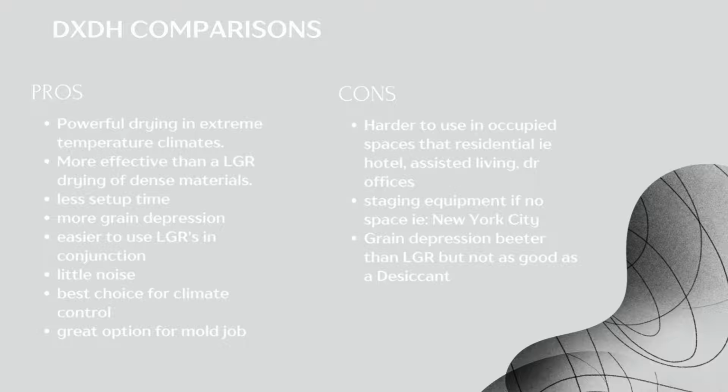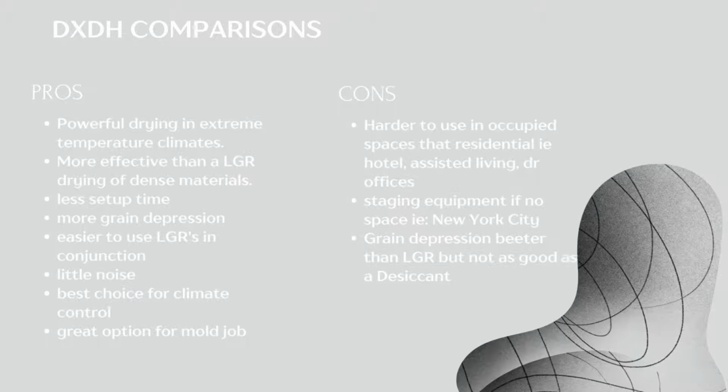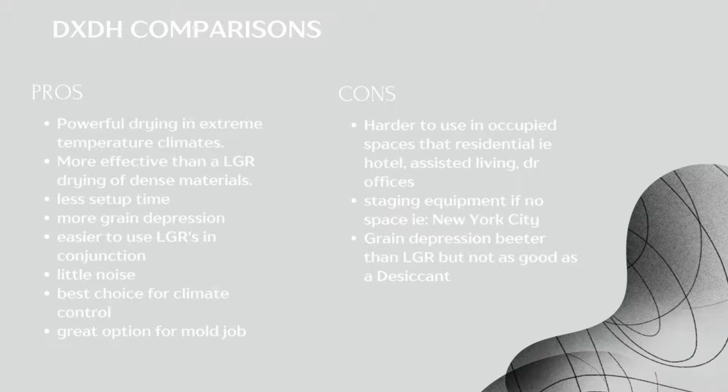They're more efficient than an LGR. They do squeeze a lot of water out. They're a larger unit than an LGR, so they are very efficient when you're doing that. You have less setup time on a DXDH unit than you would have on a whole bunch of LGRs that would match the size of those. You get more grain depression in the DXDH than you get out of LGRs. So you're going to get drier air coming out of the atmosphere.